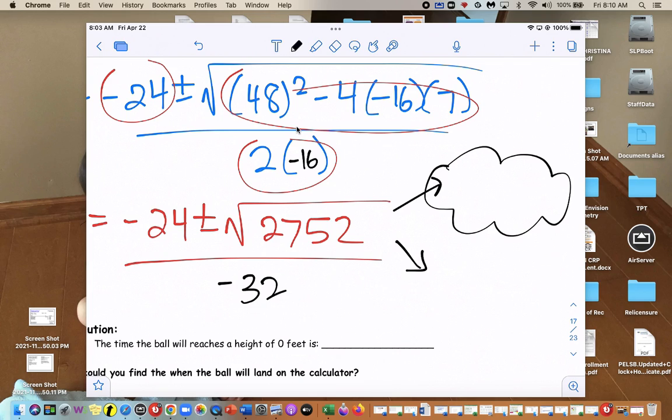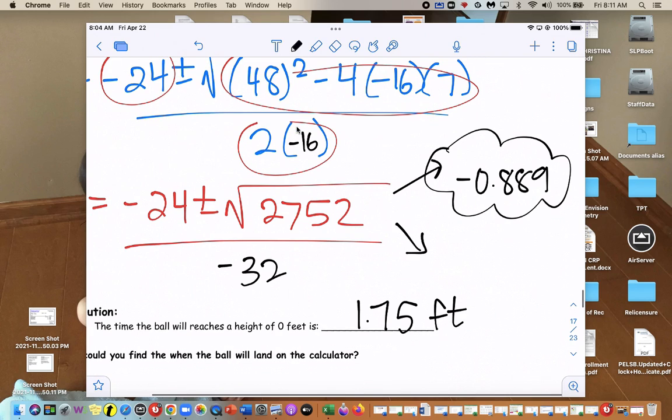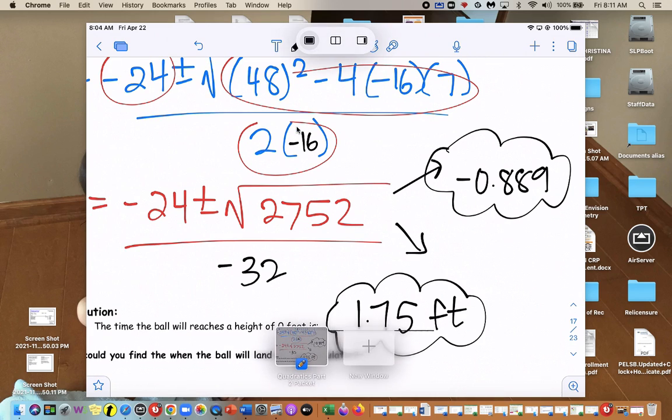So negative 24 plus the square root of 2752, hit enter, divided by negative 32. All right, so one is at negative 0.889, and negative 24 minus the square root of 2752, hit enter, divide by negative 32. Let's try it again. Okay, well, it should be 1.75 seconds, not feet.